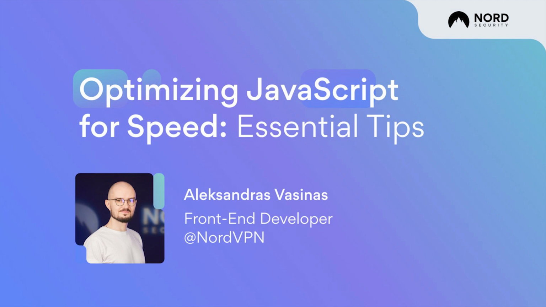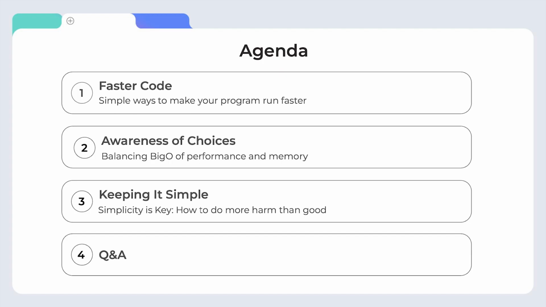And today I packed in the presentation 3 things I'd like to share with you: how to simply and easily make quick edits to your code to make it faster, how to choose between big O of performance and memory management, how to avoid accidentally doing more harm than good when you're working with the code.